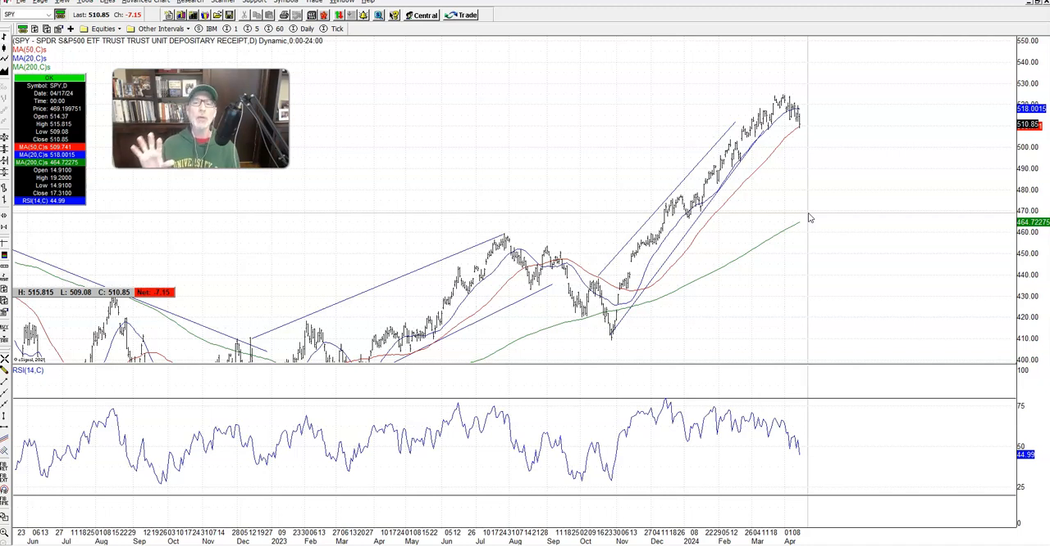Now, we also had some inflation numbers come out this week in the U.S. We had the CPI and the PPI. That's the consumer price index, the producer price index. Now, the CPI came out on Wednesday this past week. It was a little higher than expected, meaning prices for almost all goods and things that people pay for is still a little higher.